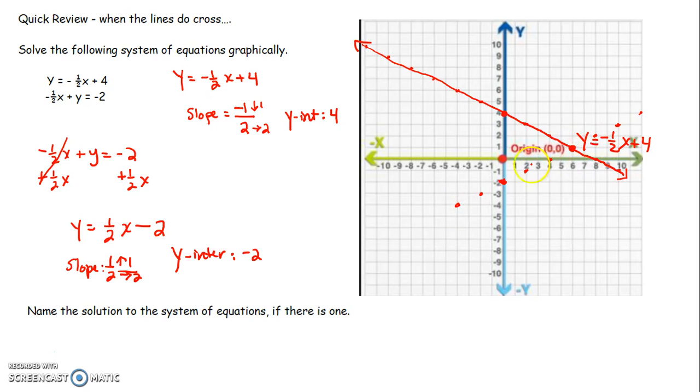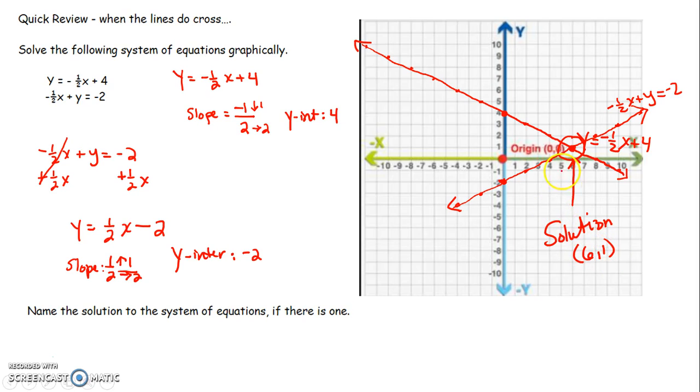At this point, I see where they cross, and I don't have to stress about making this line any longer, because where those two lines cross is the solution to this system of equations. That beautiful spot right there is the solution. Where the two lines cross, if they cross, that's the solution. So my solution is 6, 1. 6, 1 is my solution.